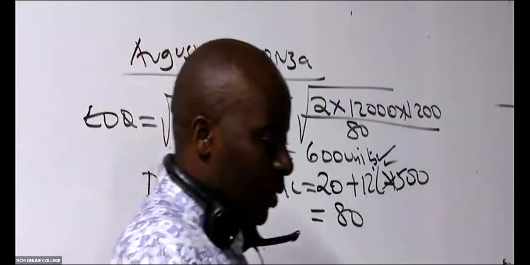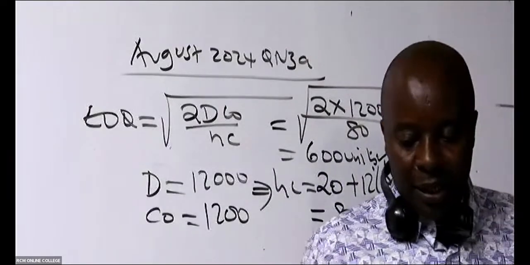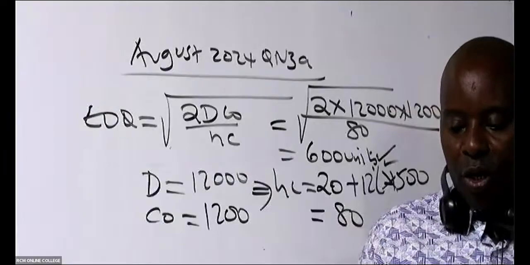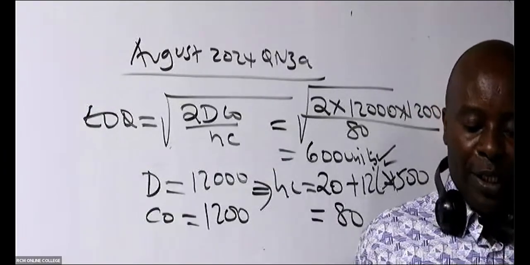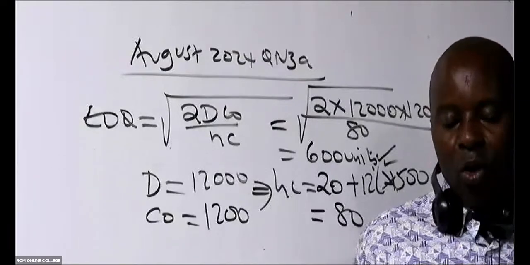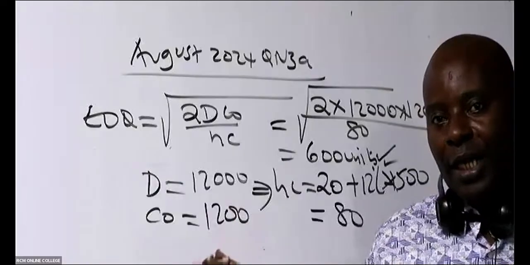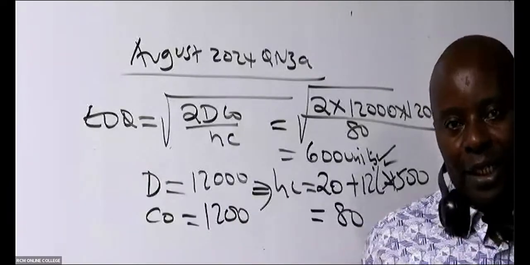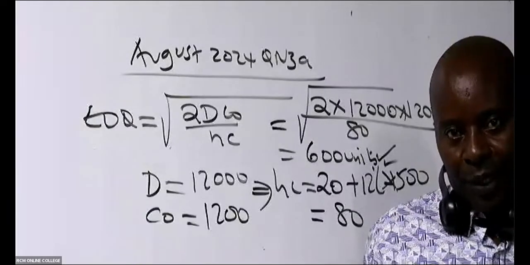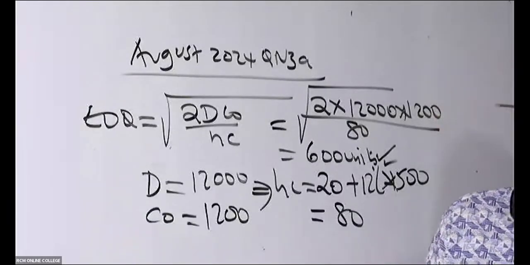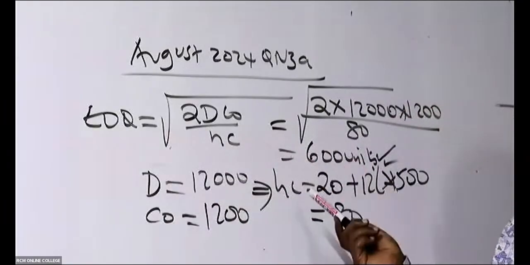Now, ladies and gentlemen, after that, then we shall be able to go to Roman 2. Roman 2 of this question, now they want us to advise the management of Rice Supermarket on the optimum order size. So do we work with this 600 or do we take advantage of those quantity discounts? Remember, if we're procuring up to 2,500 units, which is the class that this belongs, no discounts.